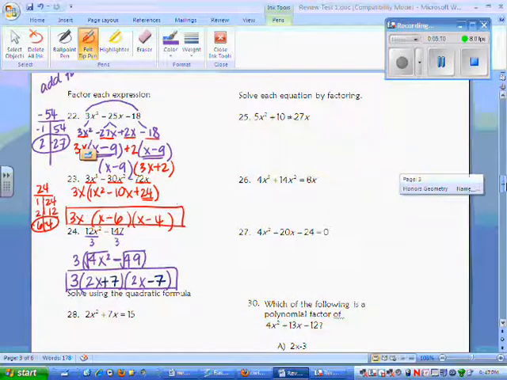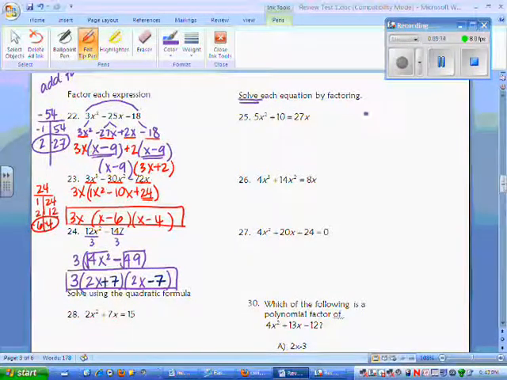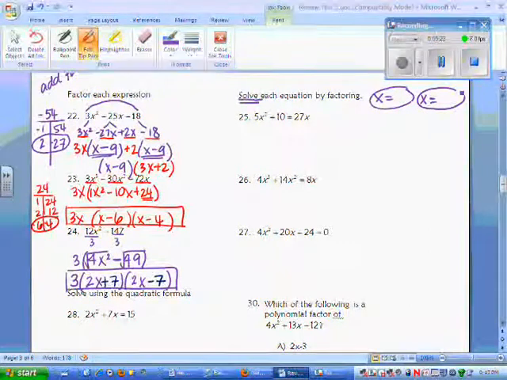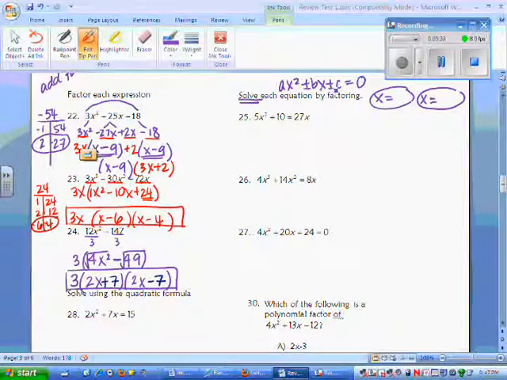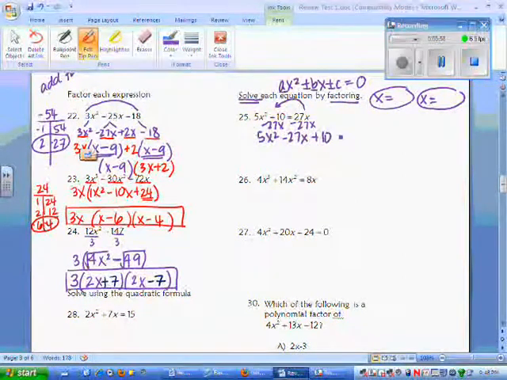Moving on to 25, solve each equation by factoring. So for this one, I'm going to have an x equals for all my answers. Usually I have more than one. 2 for quadratics, 3 for cubics, and so on. So to first solve, I have to get it into this form, ax squared plus bx plus c equals 0. Now these don't have to be plus, they could also be subtracting, but I have to have coefficients a, b, and c before I start factoring, and then I can solve. So I'm going to move this 27 over to this side. To do that, I have to subtract the 27. So my new equation is going to be 5x squared minus 27x plus 10 equals 0.